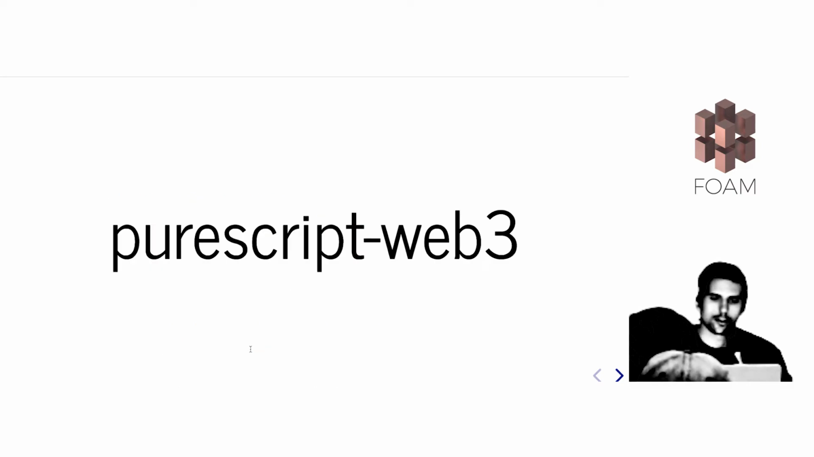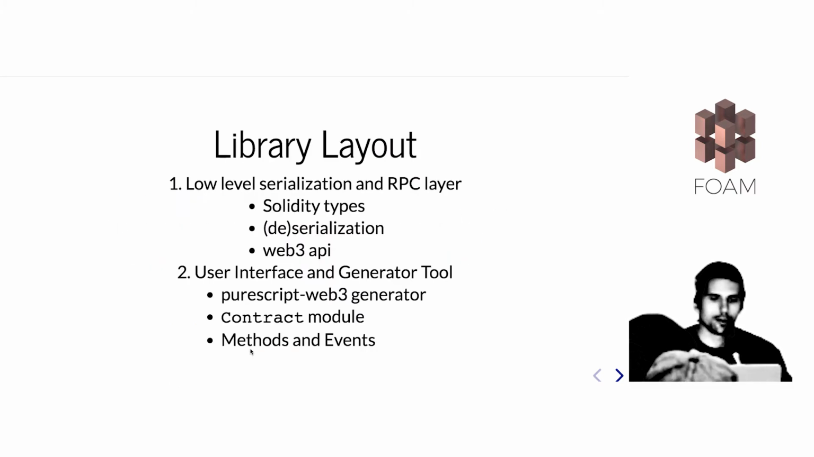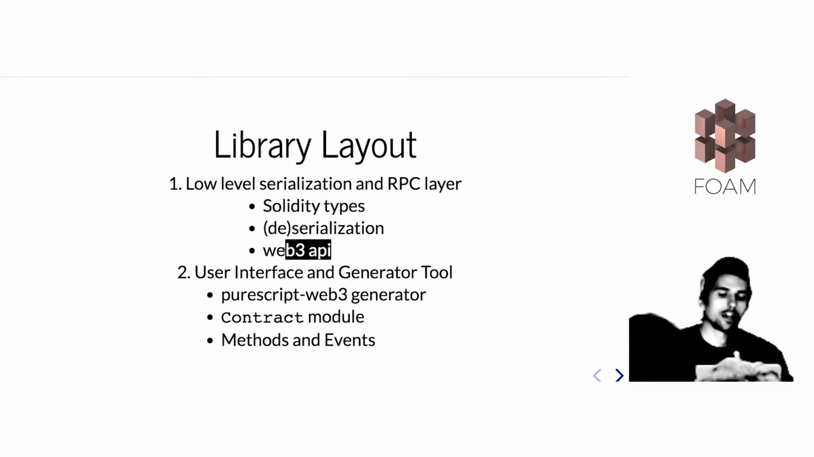I'm going to skip this slide because we already talked about it. Let's move to the library. So, the Purescript-web3 library layout. This formatting is really terrible. The low-level serialization and RPC layer, that's the library. So how do you deal with Solidity types? How do you deal with encoding and decoding functions? Then the user interface, Web3 API: if you have an Ethereum node, how do you talk to it? Then there's the user interface and generator tool.